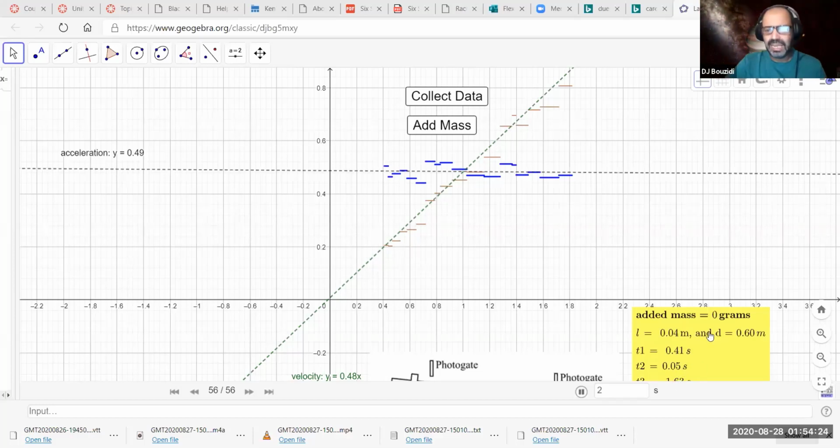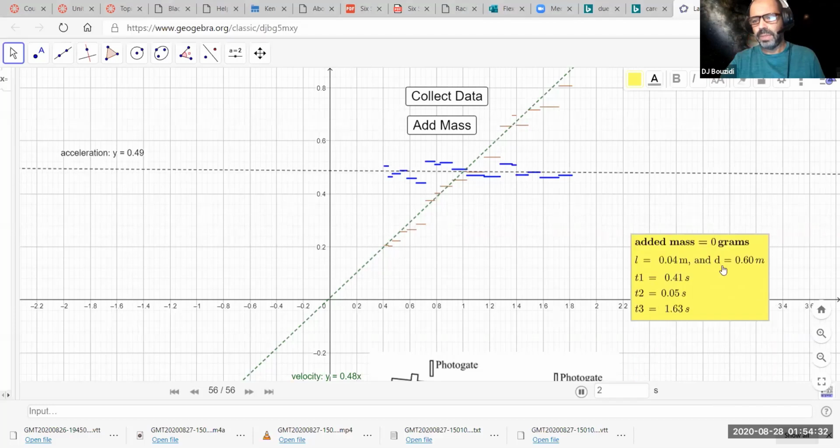And T3, I don't know if you can see it or not. Let me see if I can unlock it. I just unlocked it. Let me lock it back in. And T3 is 1.63 seconds. So that's my data in here. Jeffrey, is it fixed now? Can you see it? Okay, very good.